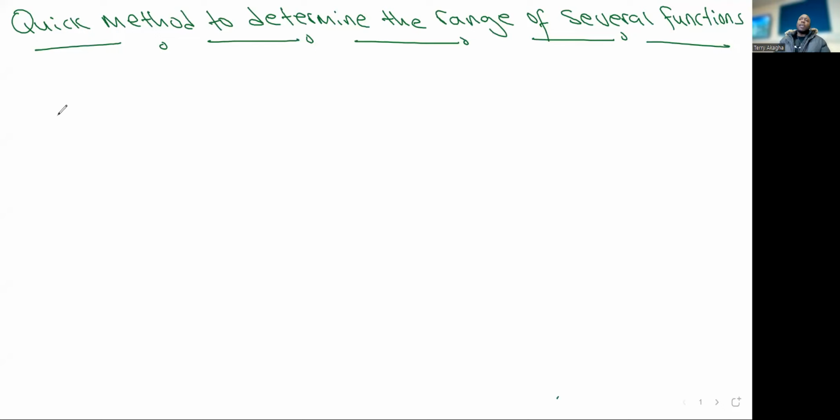All right, so we'll quickly get into this. This is going to be a very short video. So the first function I'm going to talk about is the quadratic function.